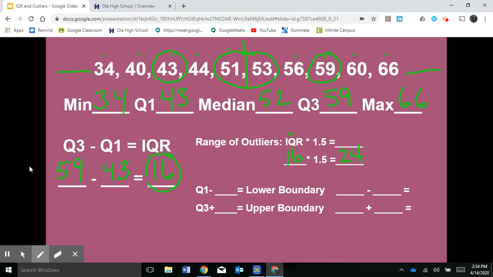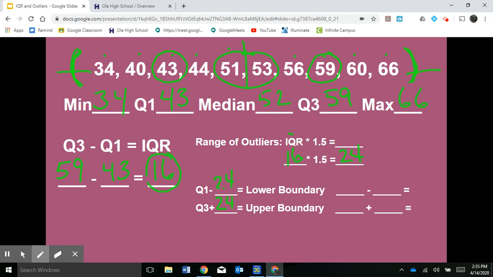You're going to take that 24 and subtract it from Q1 and add it to Q3. When you subtract it from Q1, that gives you your lower boundary, and adding it to Q3 gives you your upper boundary. So you're trying to see, where's the boundary for our outliers? Is there anything outside our boundary? Some people call it the lower fence and the upper fence.